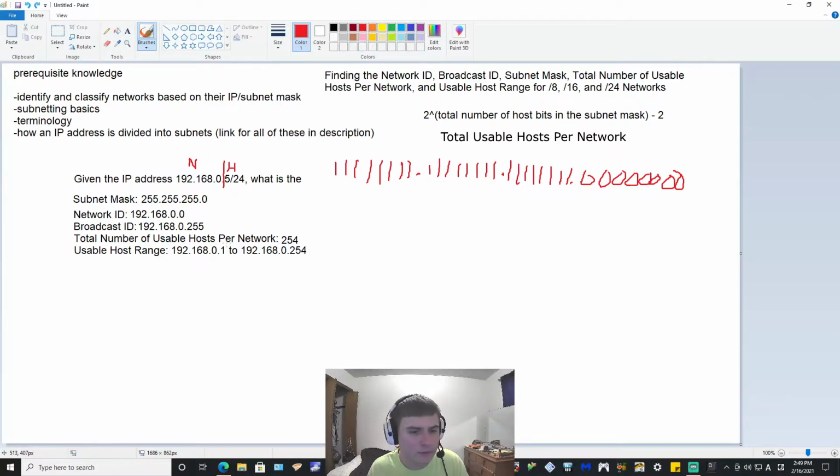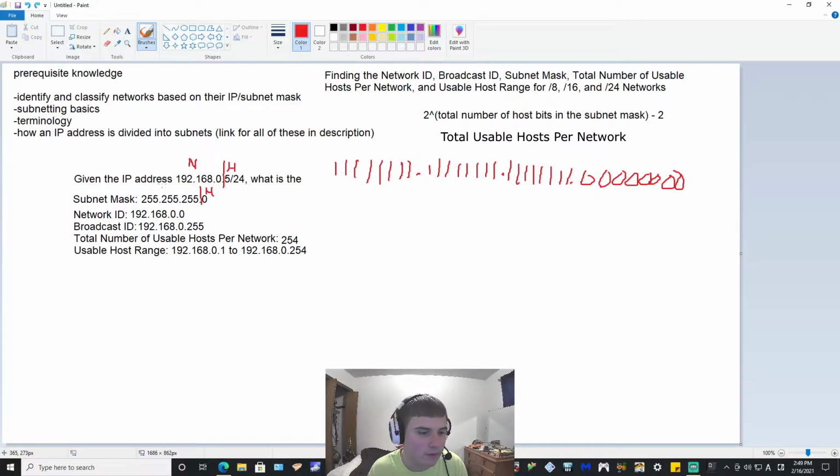So the total number of usable hosts per network: 254. Again, the formula is right here. You just count however many host bits are across the whole subnet mask in binary, and then you just take 2 to the power of those.